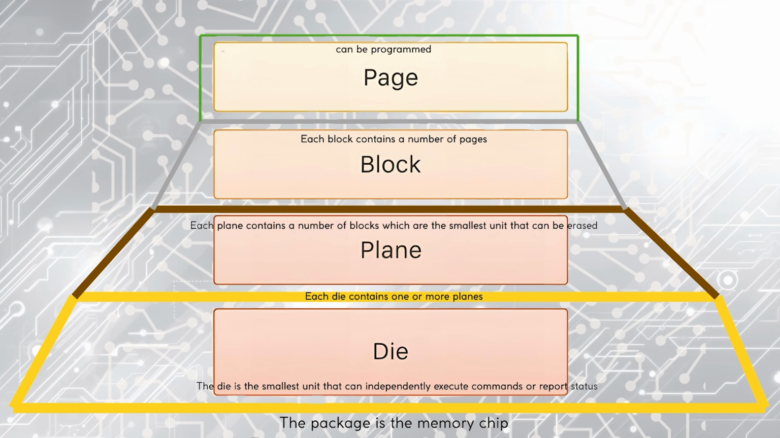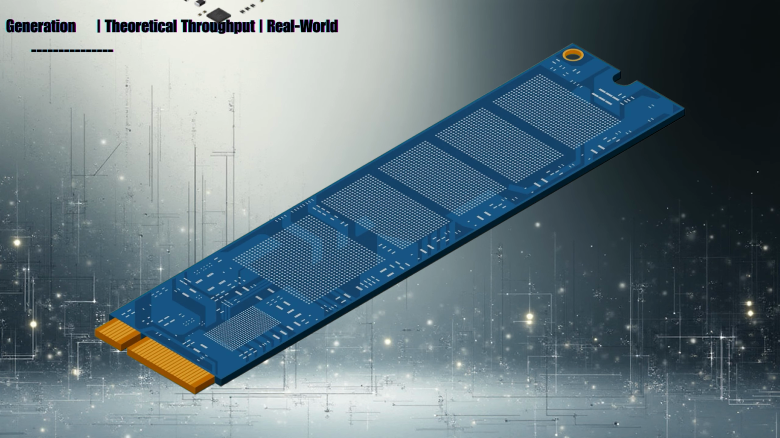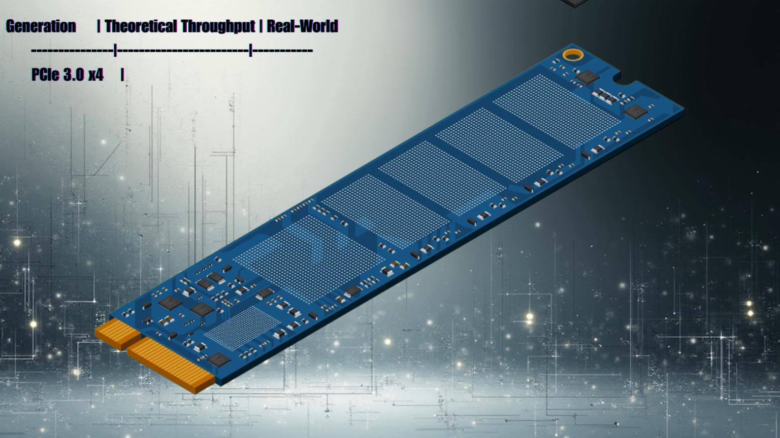M.2 is not just a new type of drive, but an entire interface. It uses PCI Express lanes instead of SATA, providing a direct highway to the processor. This allows very high read and write speeds. The most common size is 22 by 80 mm.